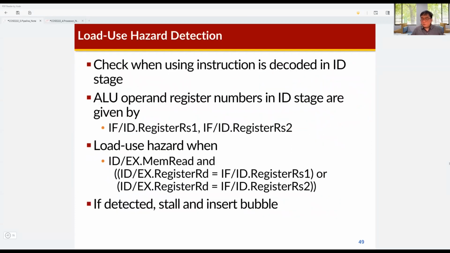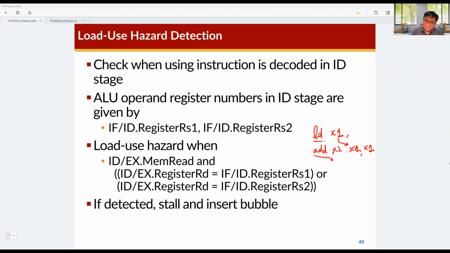But how about the load-use data hazard? That means the former instruction is a load instruction, and the following instruction uses the result of the load instruction, like add x2, x1, x1. The result of the load instruction should be delivered to the add instruction. But we know that this cannot be solved by data forwarding, sorry. This case cannot be solved by data forwarding.